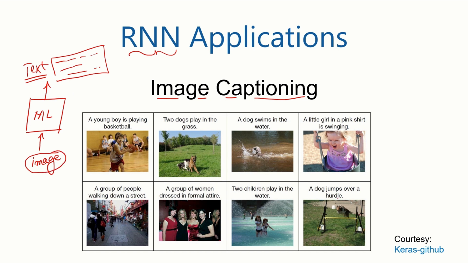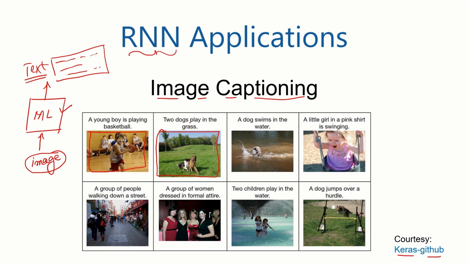Take an example that I've taken from the Keras GitHub. If this image is input to the model, the output, as you can see, is text: "A young boy is playing basketball." That is the description, or the caption, of this particular image that the model is required to generate. See another image like this one, and the caption the model has generated for it is "2 dogs play in the grass."